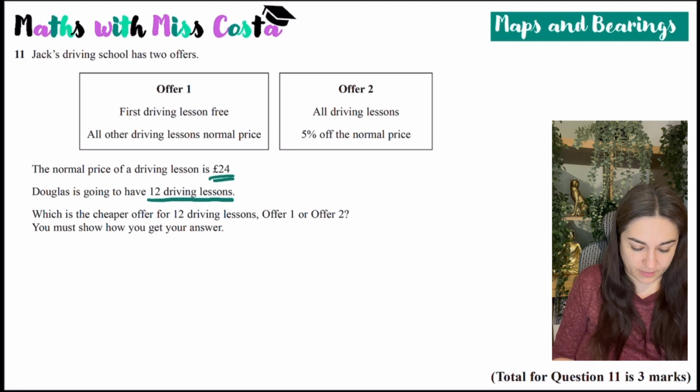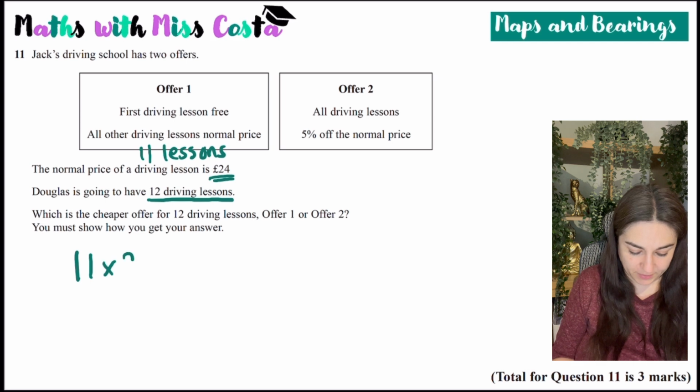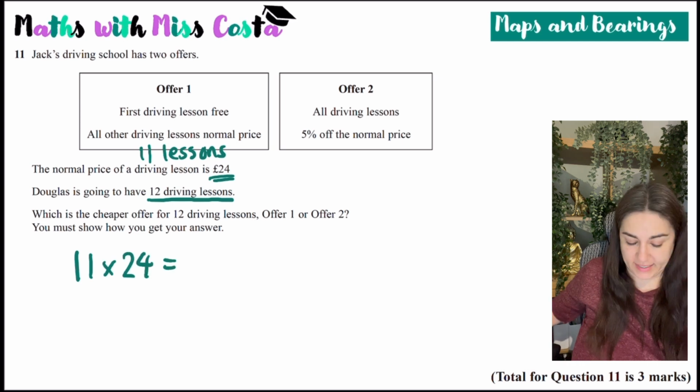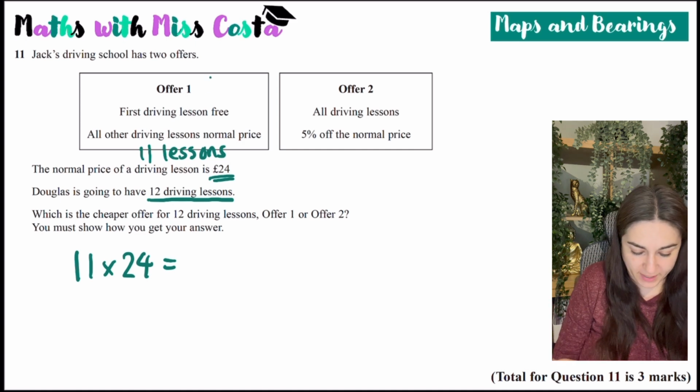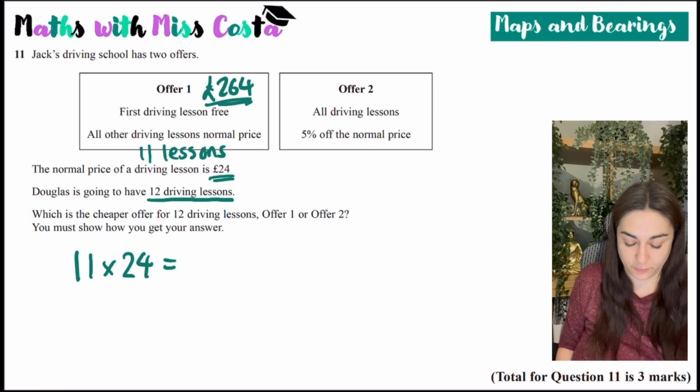So for offer 1, you get your first driving lesson free, all other driving lessons normal price. So that means that he pays for 11 lessons. So 11 times by 24 gives me £264. So if I go with offer 1, he'd have to pay £264.